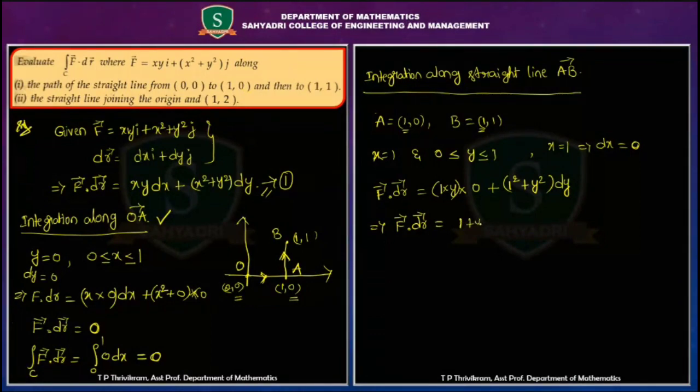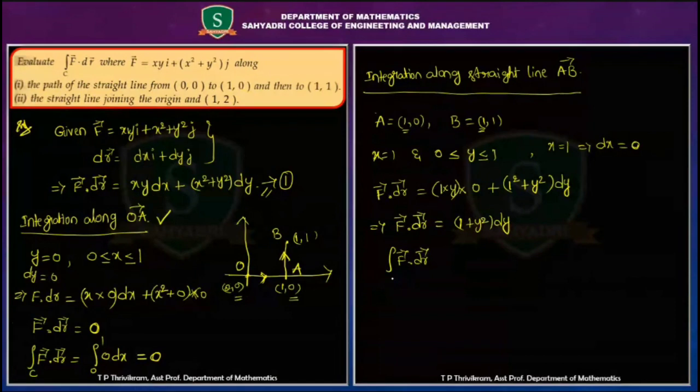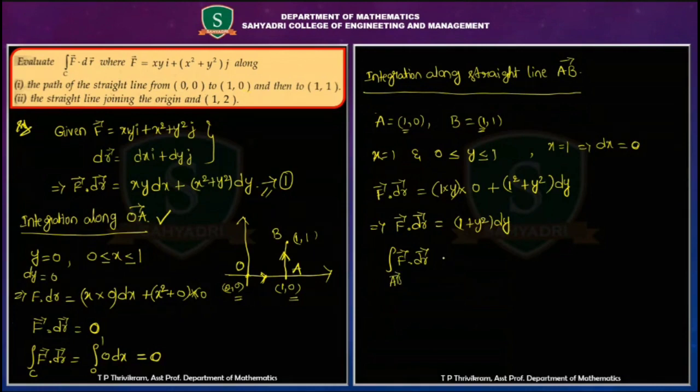1 plus y square into dy. Okay, so apply integration on both sides. So what happens? Integral f dot dr around the curve C. This C is nothing but the AB straight line. You can write AB straight line is equal to integration 1 plus y square dy. So y value ranging from where to where? 0 to 1. So you can put limits 0 to 1.